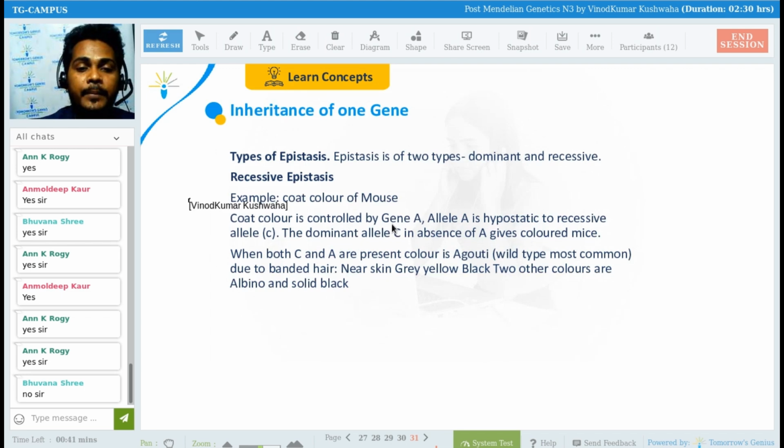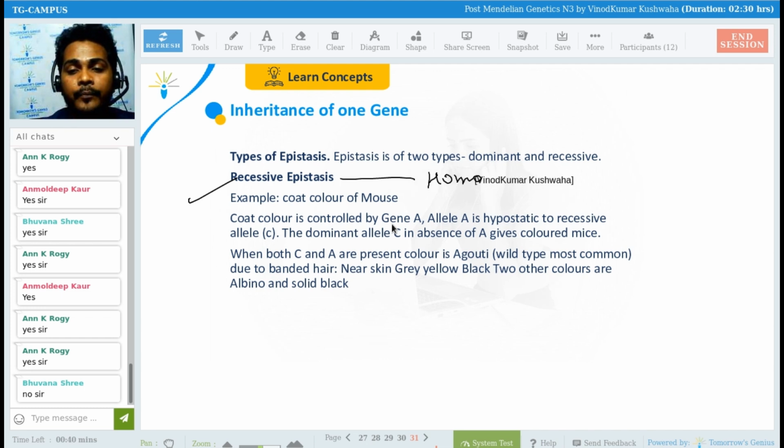Then there is recessive epistasis. Now recessive, as I told you, in this condition the epistatic gene is recessive to its own allele, right? So the epistatic gene can have its inhibiting influence only in a homozygous condition. Means here dominant epistasis happens in a heterozygous condition, but recessive epistasis happens in a homozygous condition.